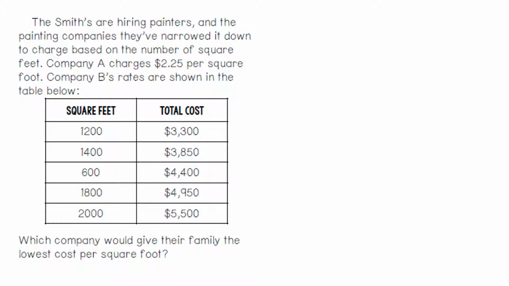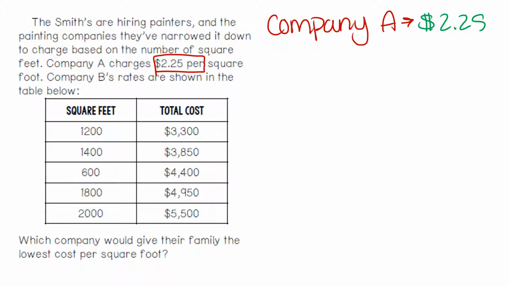The Smiths are hiring painters, and the painting companies they've narrowed it down to charge based on the number of square feet. Company A charges 2.25 per square foot. Company B's rates are shown in the table below. Which company would give their family the lower cost per square foot? So for Company A, they don't have an equation, they have the word problem, but they do tell us it's $2.25 per square foot. That word per means that it's our rate of change. It specifically tells us $2.25 per square foot.